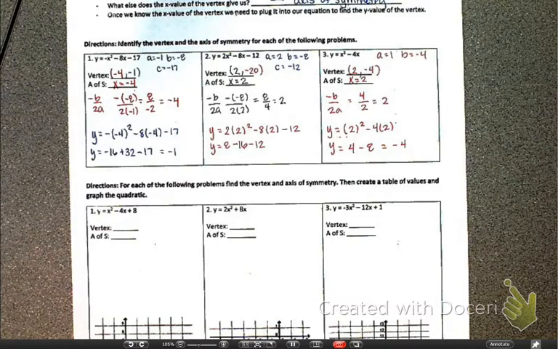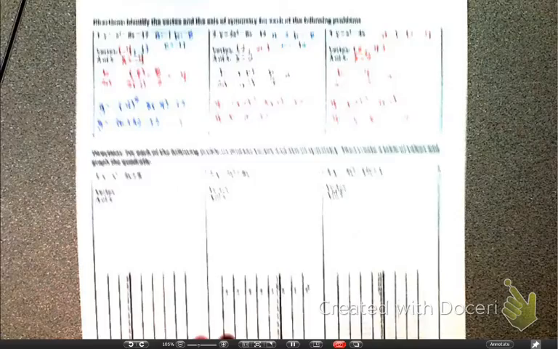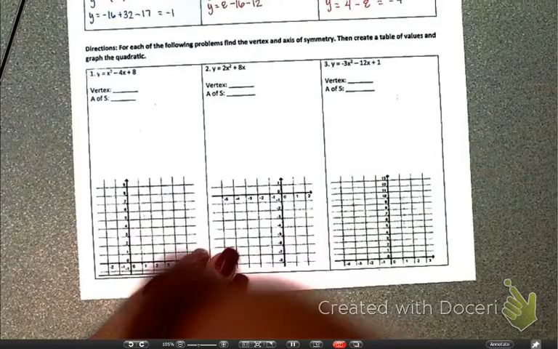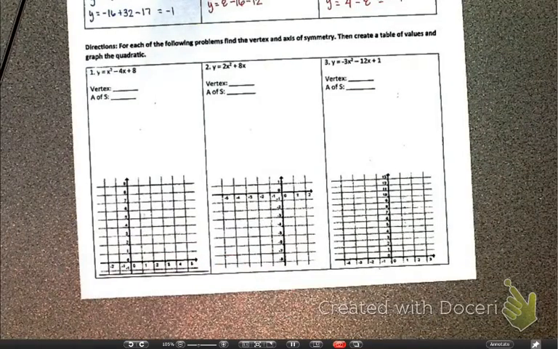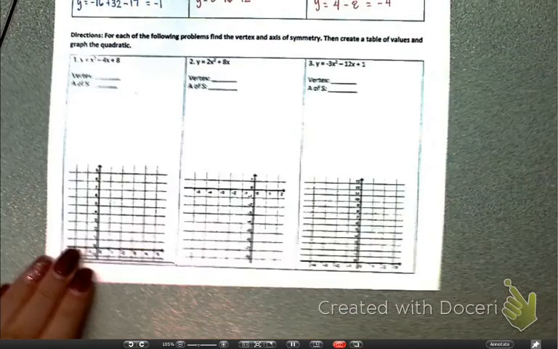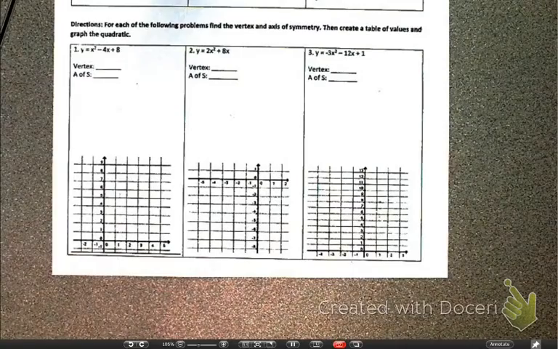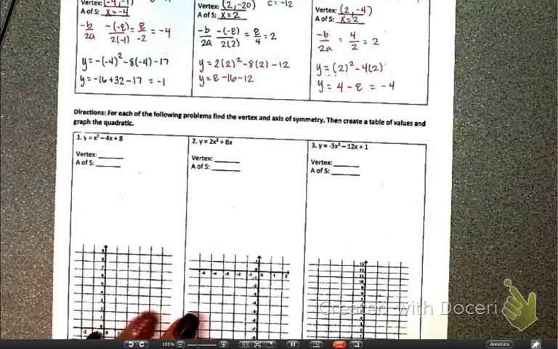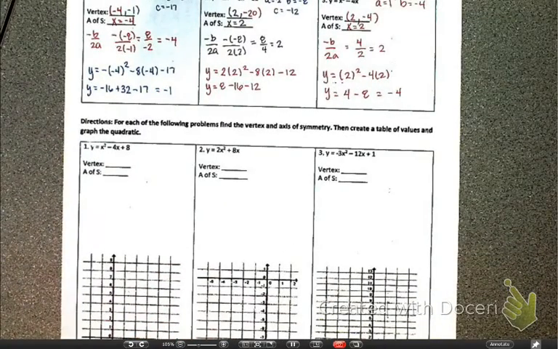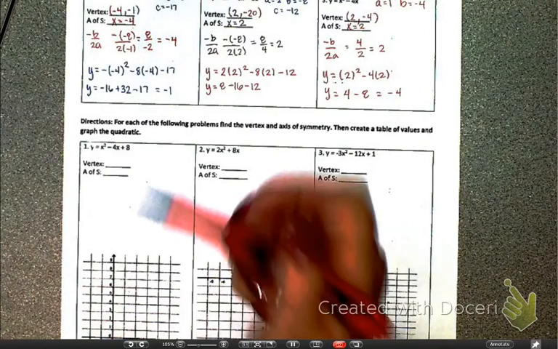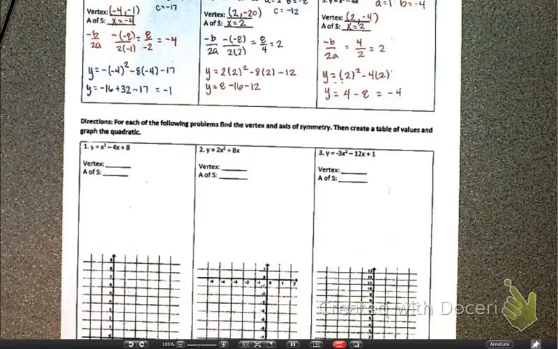Okay, so let's graph. All right. Same thing applies, okay? We're still going to find the vertex just like we did, and then we're still going to create a table of values. So let's start with our vertex.